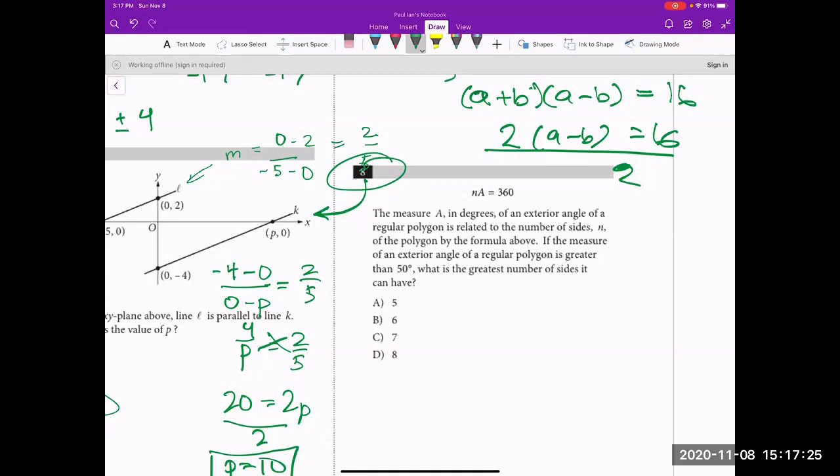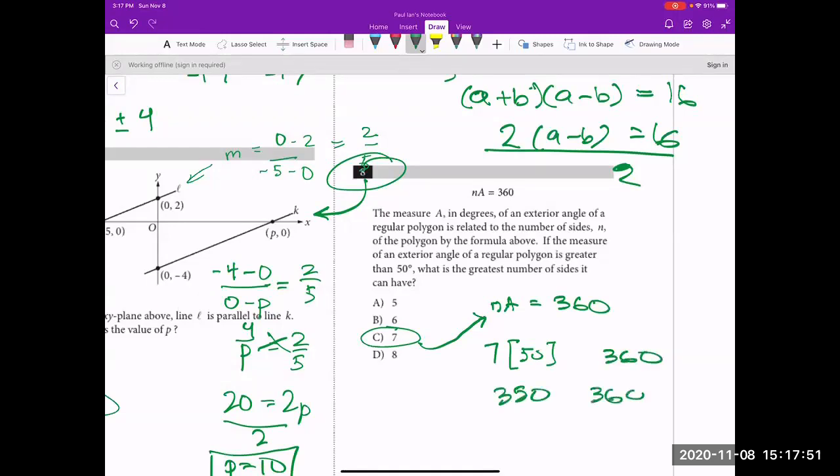C. So how did you do that one? With the equation, just plug it in. Oh, you just plugged it in? Yeah. Let me see. Oh yeah, you could do that one. So if you did this for n, right? I think this is. Yeah. So 7a would be, let's say they're saying it's 50. And then 360, so 350. I see, yeah, you could do that one.